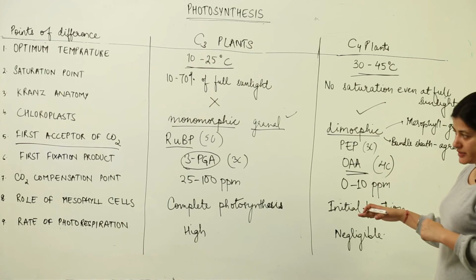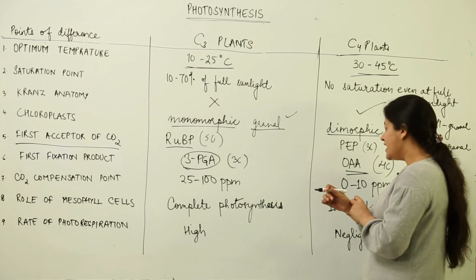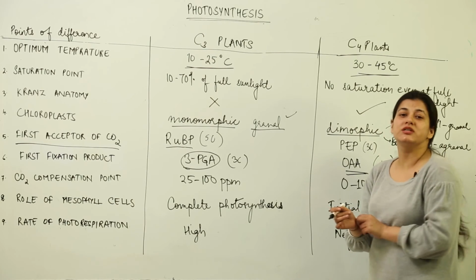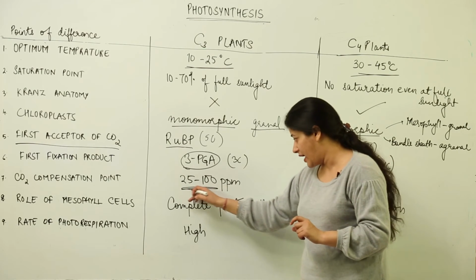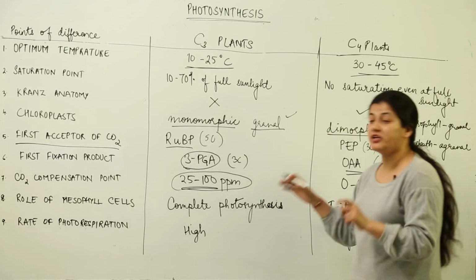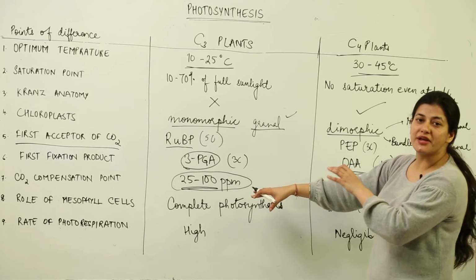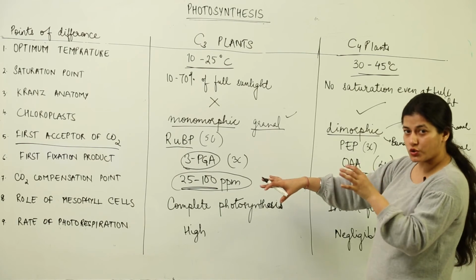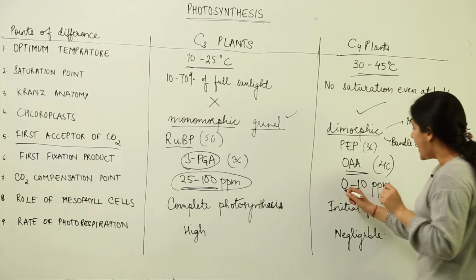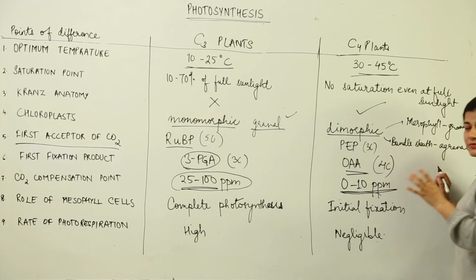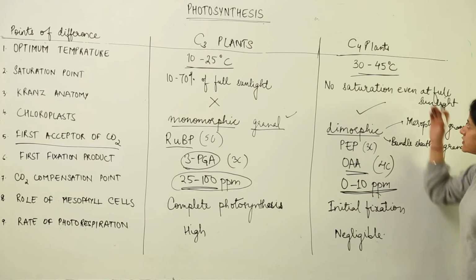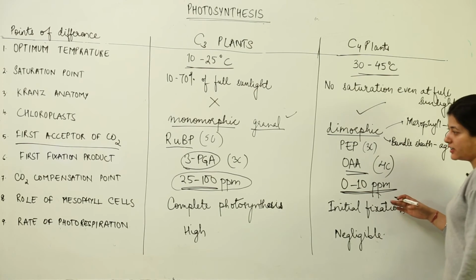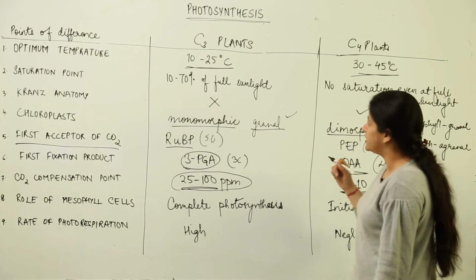Coming to the CO2 compensation point. Now, what is the CO2 compensation point? The point after which CO2 does not become limiting. So, there should be 25 to 100 parts per million, that would be the compensation point. If this much CO2 is present in the atmosphere, then the plant shows the optimum range of photosynthesis, and over here the range is very less, as much as 0 to 10 parts per million. This much low carbon dioxide concentration can very well bring about a good rate of photosynthesis in C4 plants. So by now you have seen that they are much more efficient than C3 plants.